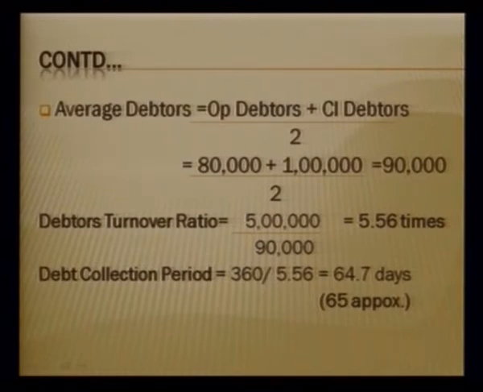So we can interpret it in this manner: the business is taking approximately 65 days to convert its debtors into cash. That is, debtors purchase the goods on credit from the business, and in making the payment to the business, on average they are going to take 65 days. So the shorter the period, the better and more efficiently the business is using its resources.